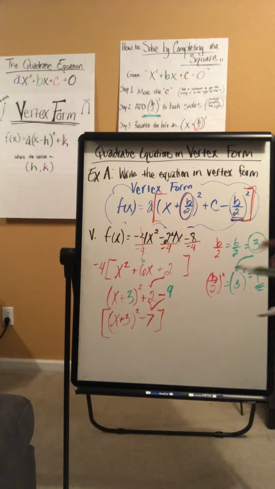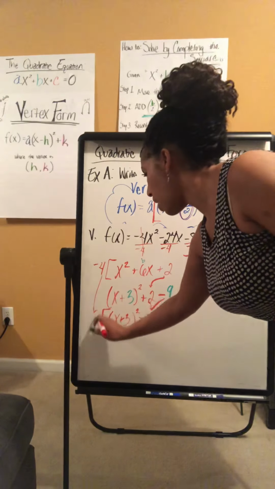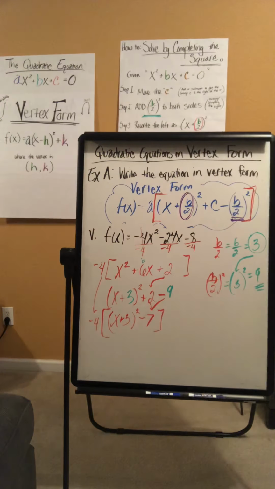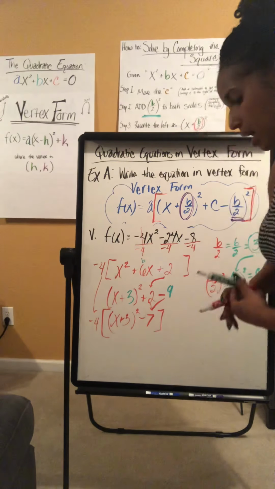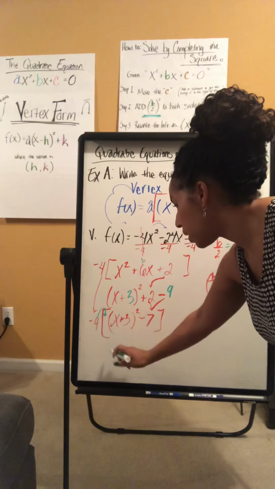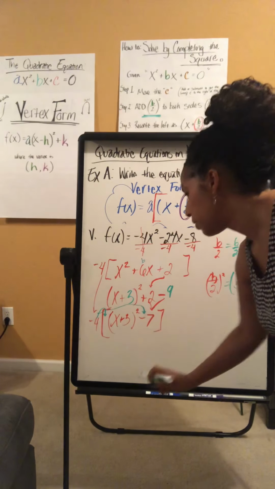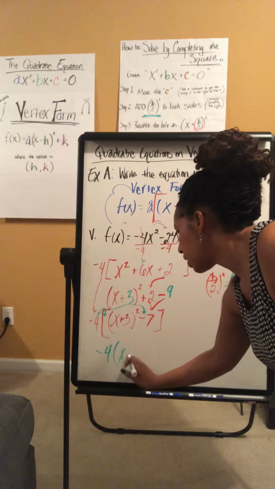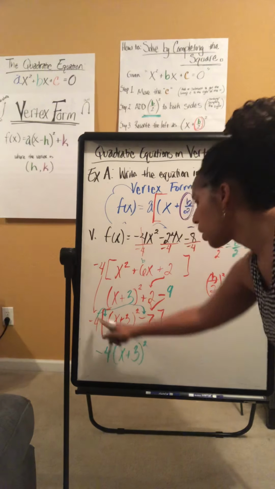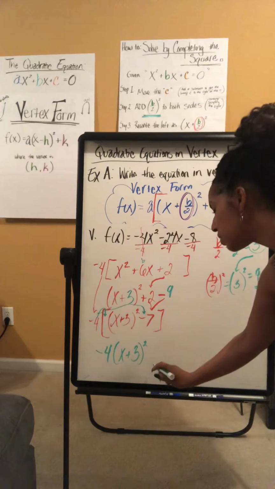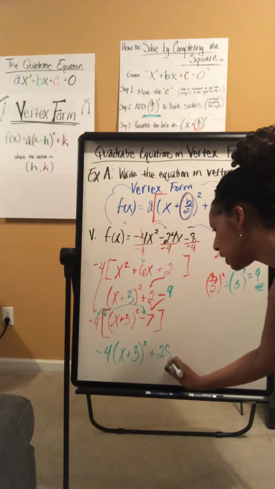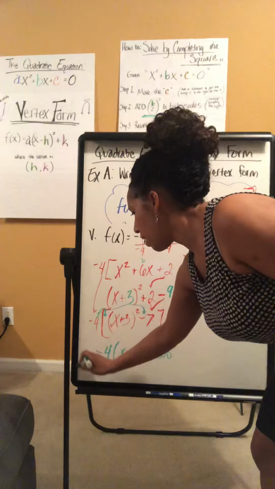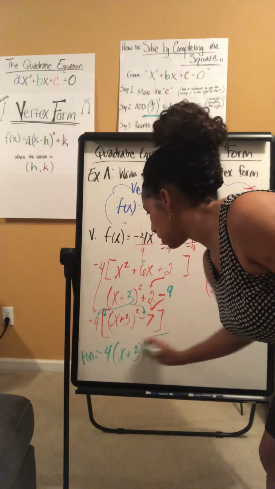All right, then I want to bring down my -4. That was still out there. Okay, and now I want to distribute that -4. So that -4 is going to come here, but it is also going to go over there. I'll leave that -4 out in the front here, plus 3 squared. But here, the -4 times the -7 gives me a positive 28. And I'll just drop down my f of x, and this is the equation in vertex form.